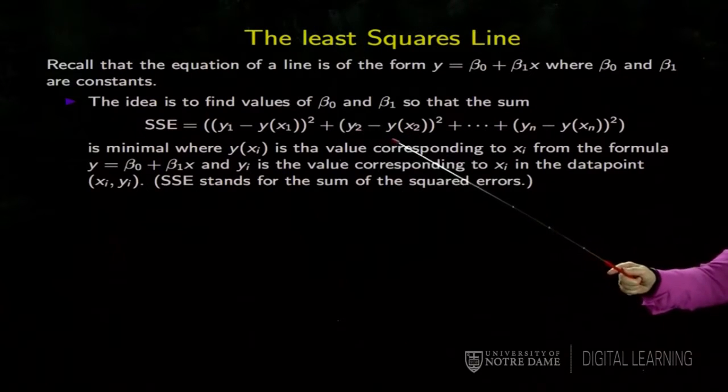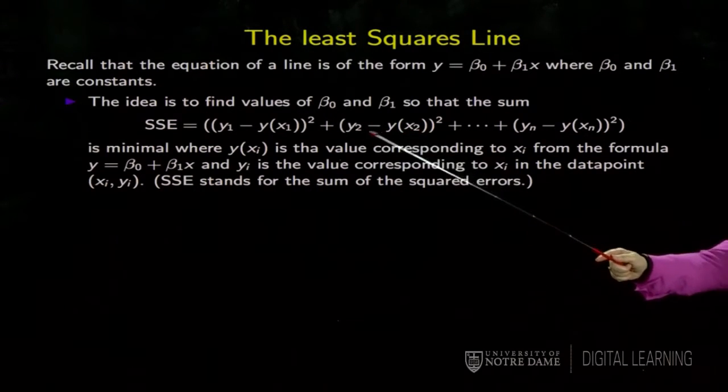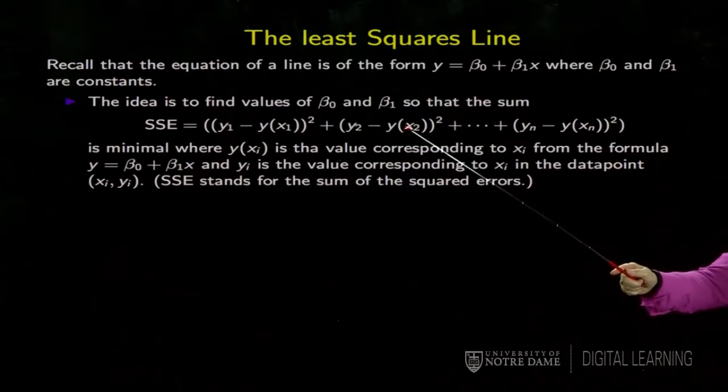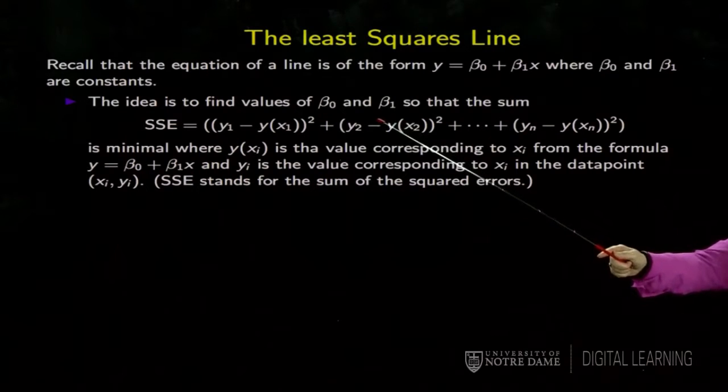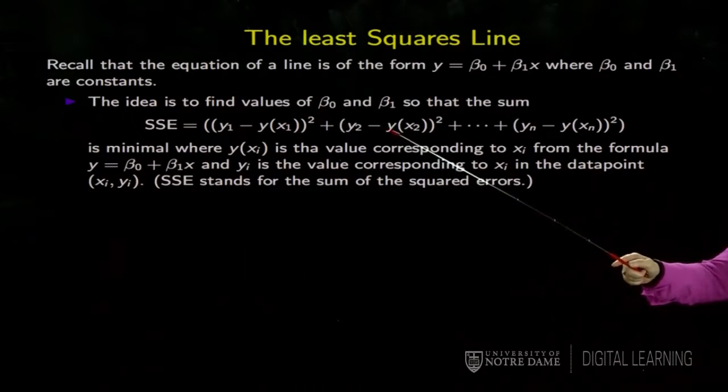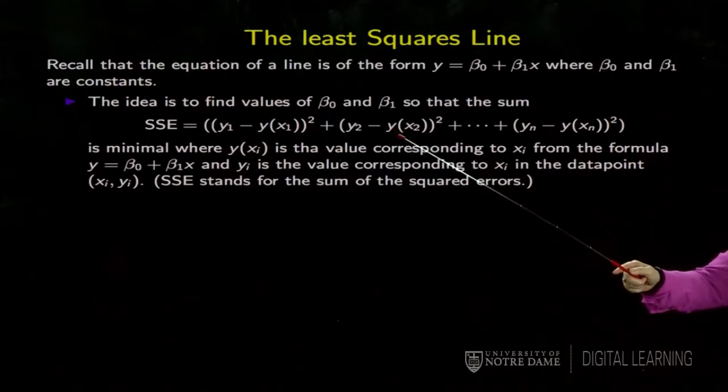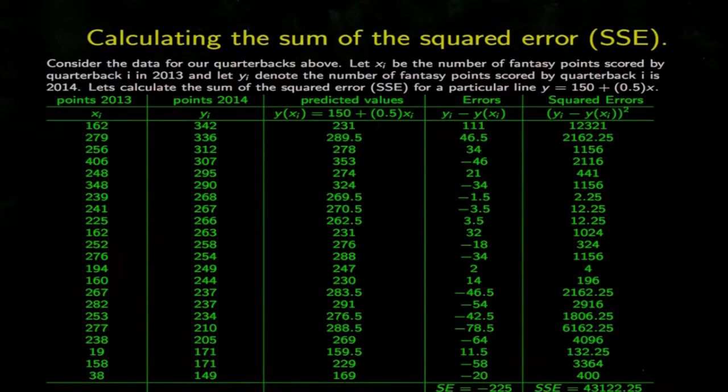That formula given above gives us a mathematical expression for the sum of the square distances between the data points and the corresponding points on the line. SSE stands for the sum of the squared errors. To calculate the sum of the squared errors, I pick a particular line and take my data points from 2013 and 2014. The xi is the variable, these are the values for 2013, and yi are the fantasy points for 2014 for each player.